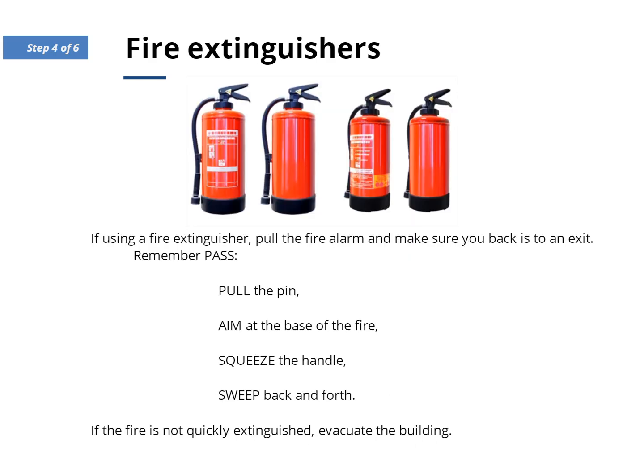Fire extinguishers. If using a fire extinguisher, pull the fire alarm and make sure your back is to an exit. Remember the word PASS. Pull the pin, aim at the base of the fire, squeeze the handle, and sweep back and forth. If the fire is not quickly extinguished, evacuate the building.